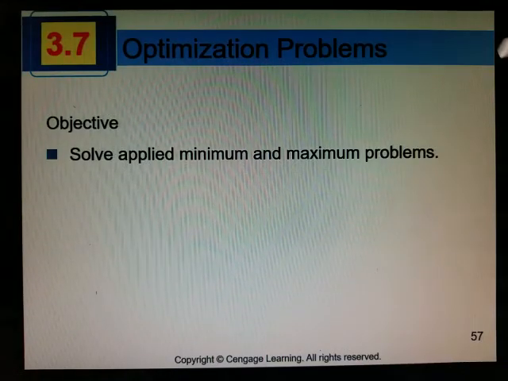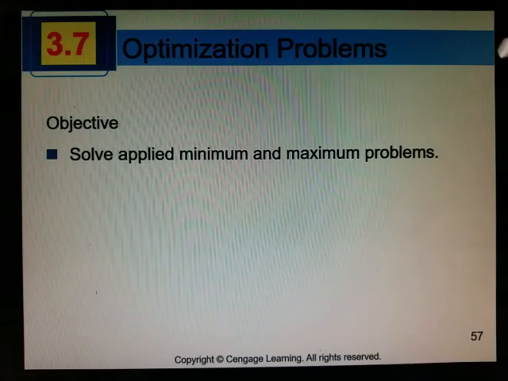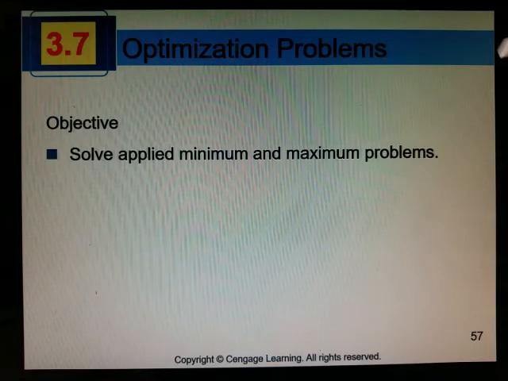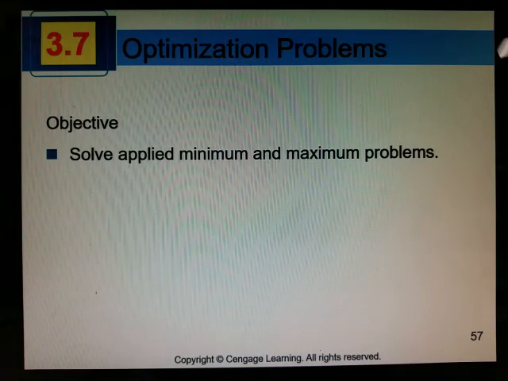All right, in Calculus 3.7, optimization problems. I'm going to solve applied minimum and maximum problems today. So this means it's story problems, y'all's favorites.